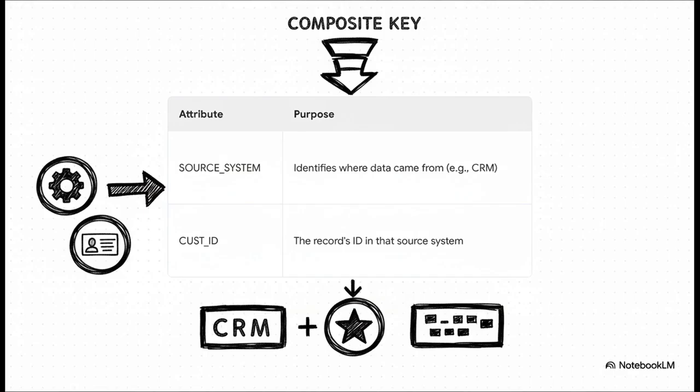No way. You use a composite key. You mash them together. You take the record's ID from the source system and you combine it with the name of the system it came from, like CRM or ERP. That combination, CRM plus C123, that's your golden ticket. It is guaranteed to be unique across your entire company.